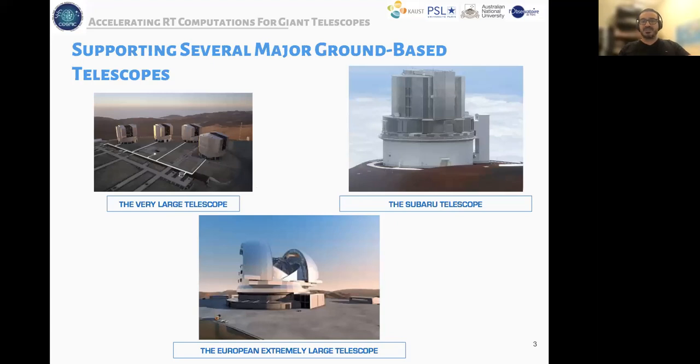So at KAUST, we've been supporting several major ground-based telescopes, including those from the European Southern Observatory, the Very Large Telescope, and the European Extremely Large Telescope. We've also been working closely with astronomers from Japan, in particular working with the Subaru telescope located in Hawaii.